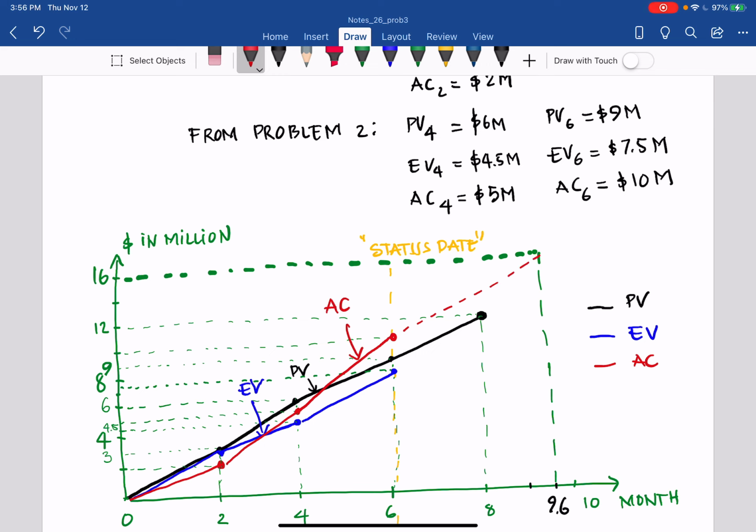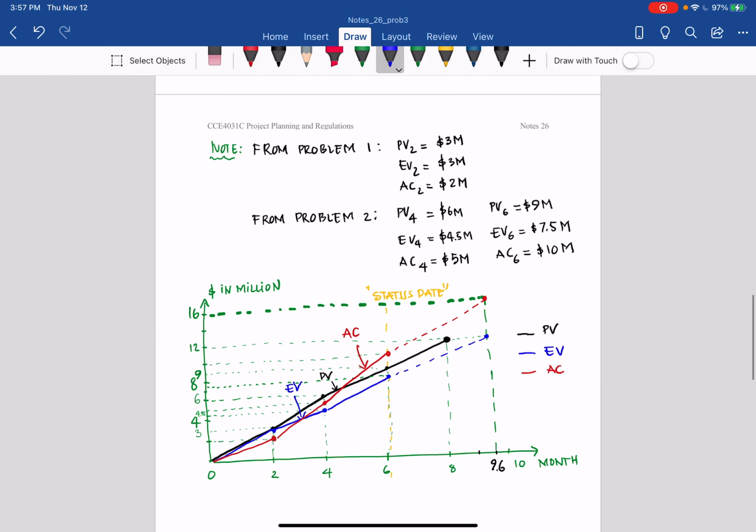We can complete the project in 9.6 months. Because it is a forecast, we show it in a dashed line, and it needs $16 million. And what will we earn? Of course, you cannot earn more than the contract cost unless there is a change. So what does that mean? Instead of earning 12 million after 8 months as planned, we will not earn that much until 9.6 months.